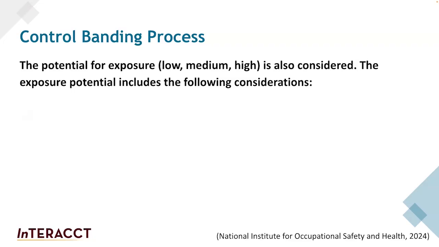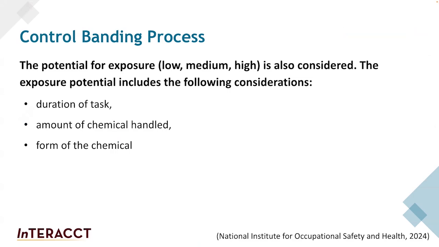In addition to hazard information, control banding also considers the potential for exposure. This potential is typically categorized as low, medium, or high depending on specific factors. Key considerations include how long the task takes, the duration, how much of the chemical is being used, the amount, and the form of the chemical, whether it's a solid, liquid, dust, or vapor, for example. All of these influence the likelihood that workers may be exposed during a task.